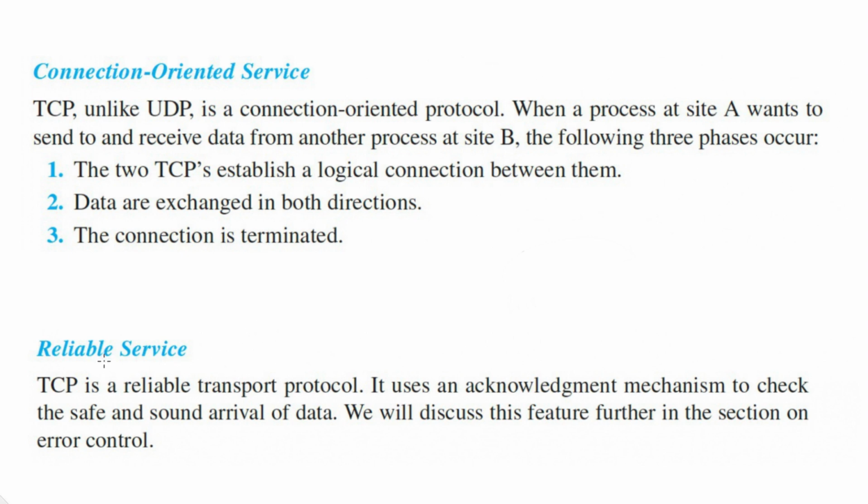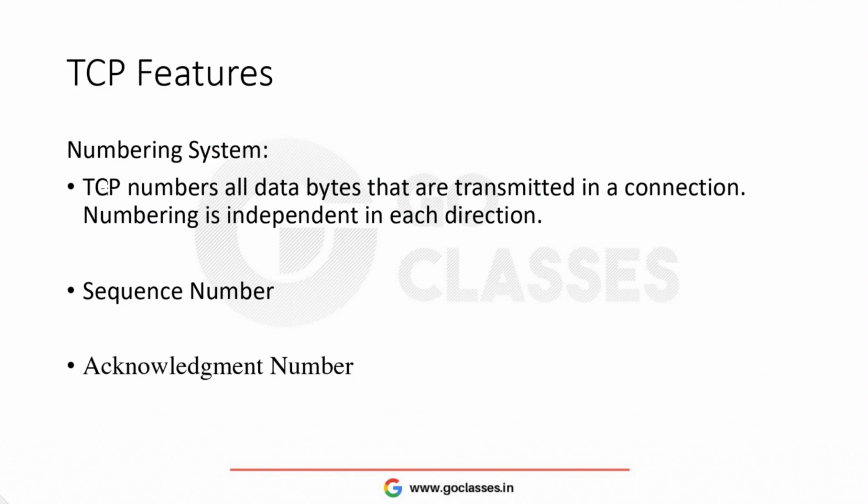So TCP provides a reliable service, which means that it uses an acknowledgement mechanism to check whether the data has reached safe and sound. And we will discuss this feature in the section on error control. Basically, this is the paragraph I have taken from the book. We will be discussing error control, but the error control that we are going to discuss here is basically selective repeat, and that mechanism we have already discussed in the data link layer. So I will not go into the details of selective repeat, but I will tell you how TCP is using selective repeat. So these are the features of TCP.